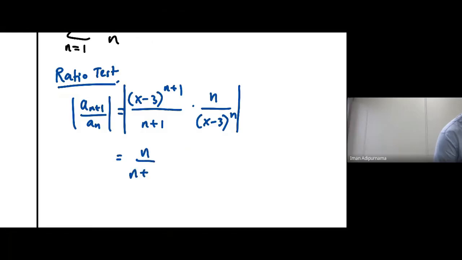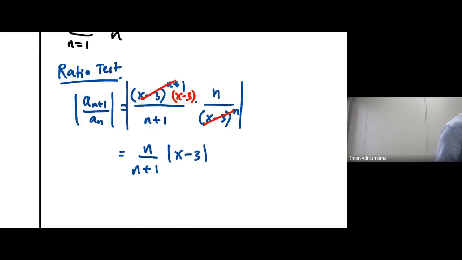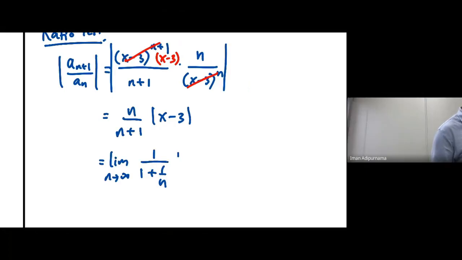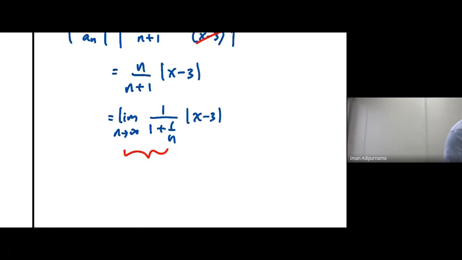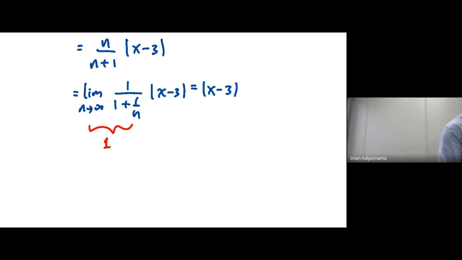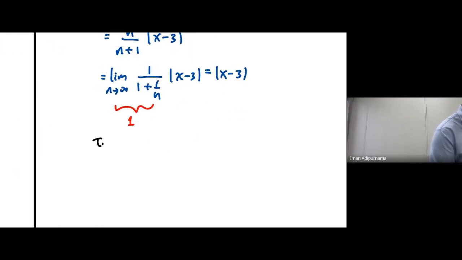And we have n over n plus 1, resulting in x minus 3. Now I will put the limit as n approaches infinity. The limit part here is zero, so it becomes 1, because 1 over n is 0. So we approach the absolute value of x minus 3, the total solution. Now, to make it converge, the absolute value of x minus 3 should be less than 1.